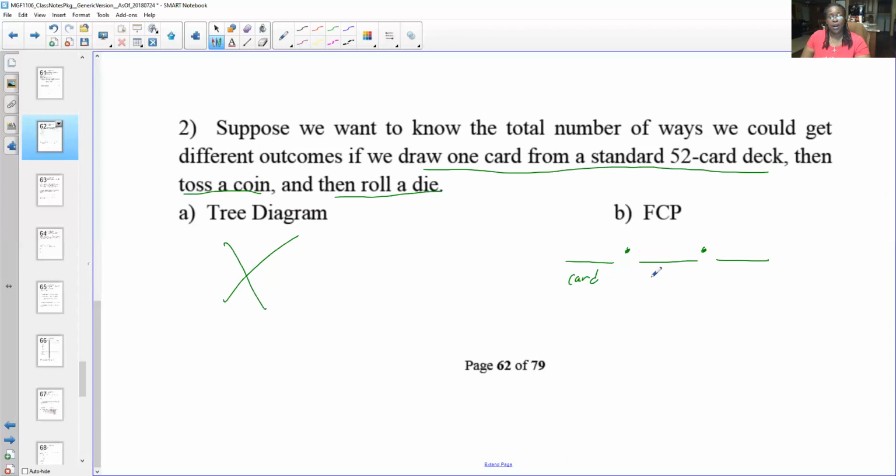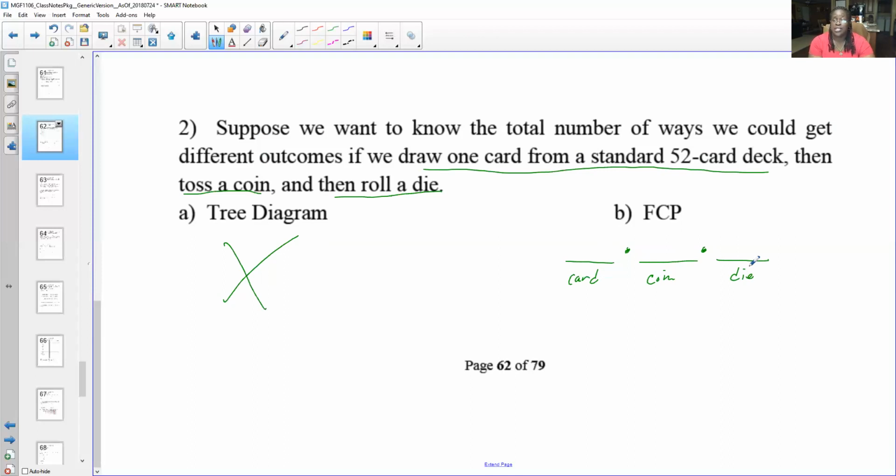Then the second one, our coin toss, and then our die on the end. Now let me put a pin in it right here. The 52 card deck. If you've never looked at a deck of cards, you've never played cards before, you don't know anything about cards, don't worry. You're going to learn about it in this lesson.